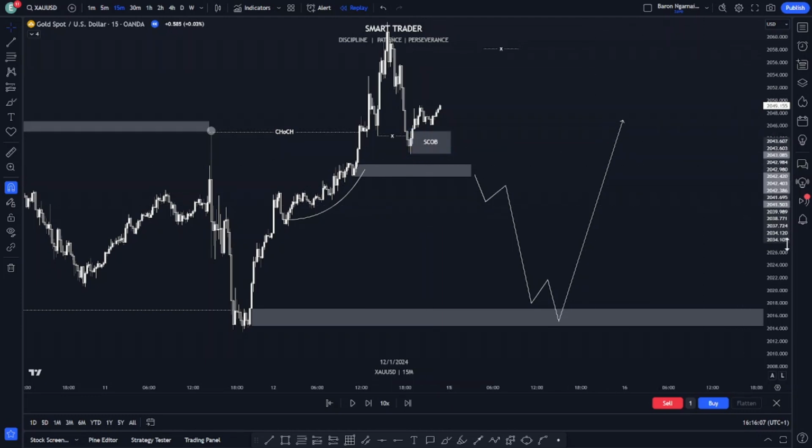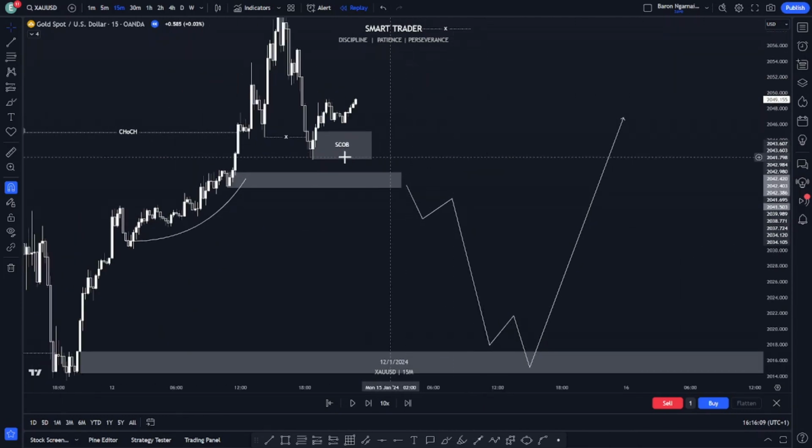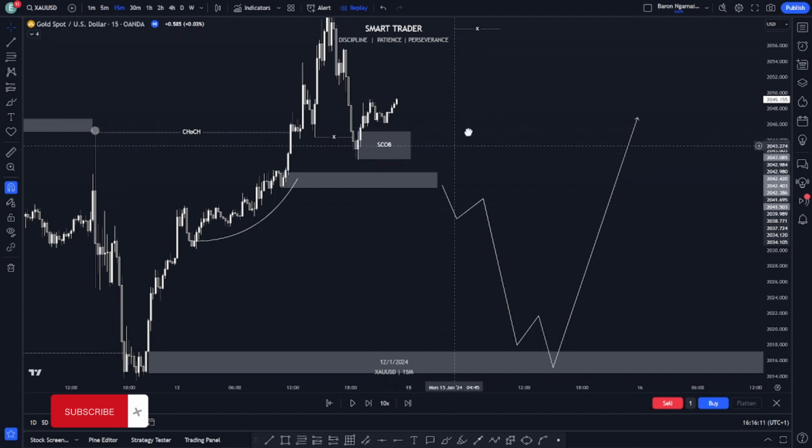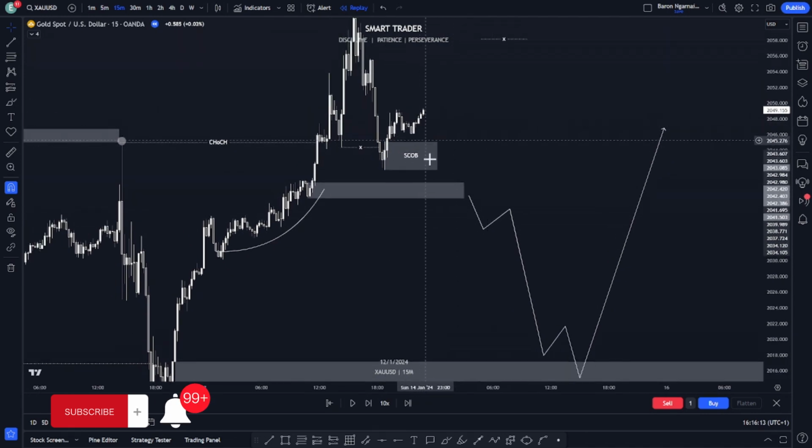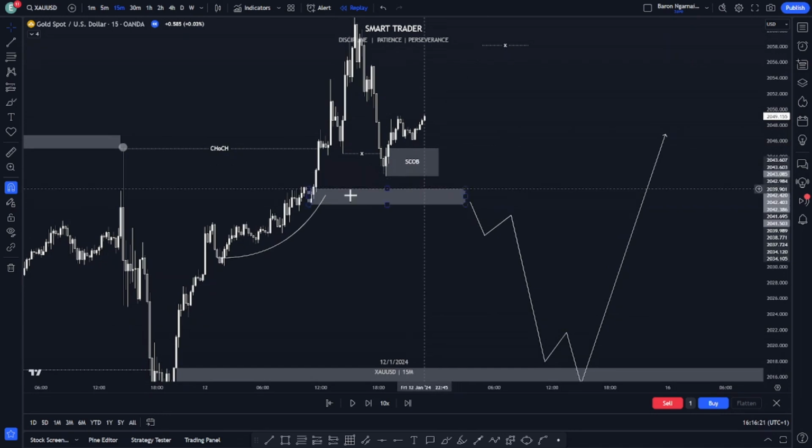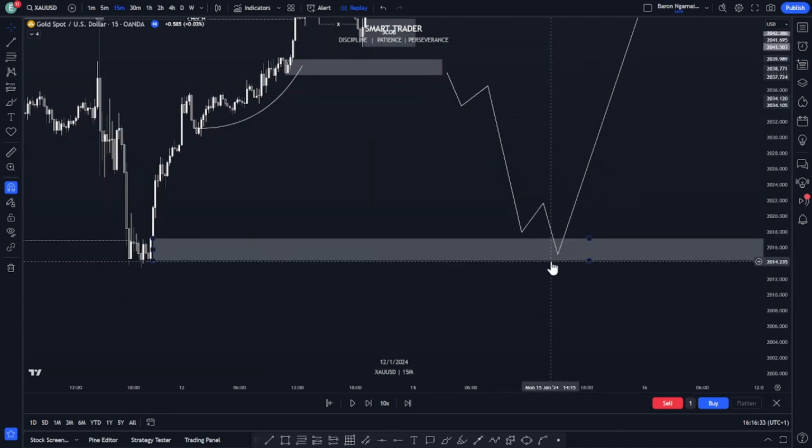So it has also created a single candle order block over here. So if the market dropped and mitigated this single candle order block, then we can enter a buy over here. Okay, or if the market failed to react on this single candle order block, then we can expect the market also to react on this decisional order block over here. Okay, so this is our extreme order block.